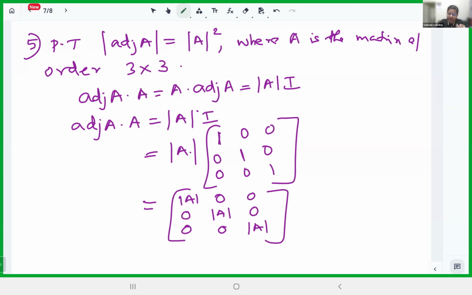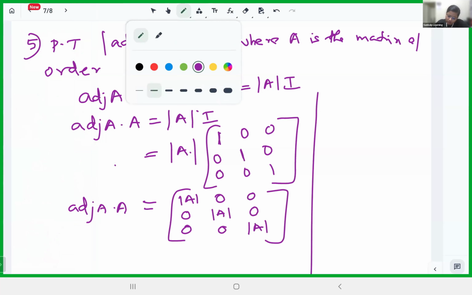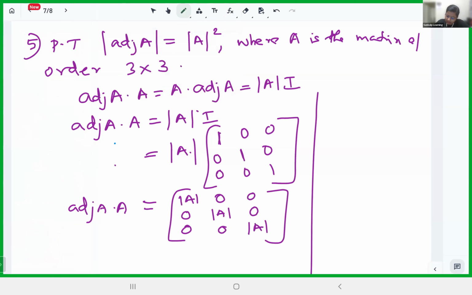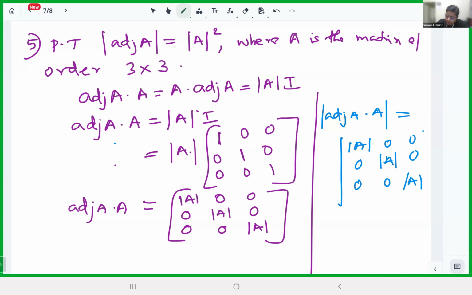And now I'm going to take the determinant on both sides. So this one is adjoint of A into A. I'll write it here itself. I'm considering the determinant of both sides. Determinant of adj A into A is equal to the determinant of the matrix with determinant A on the diagonal and 0 elsewhere. So you are considering the determinant of that matrix.